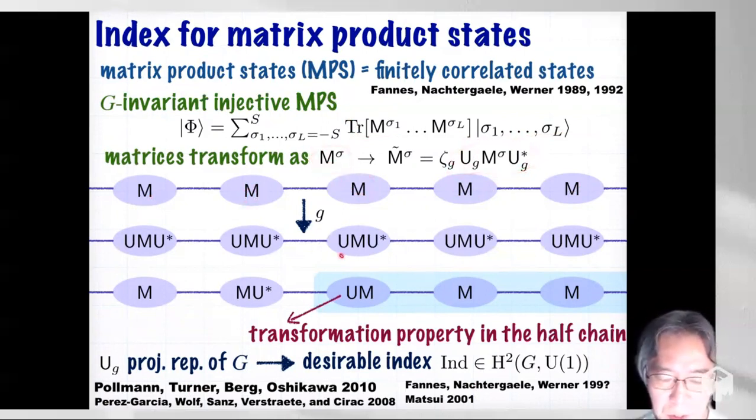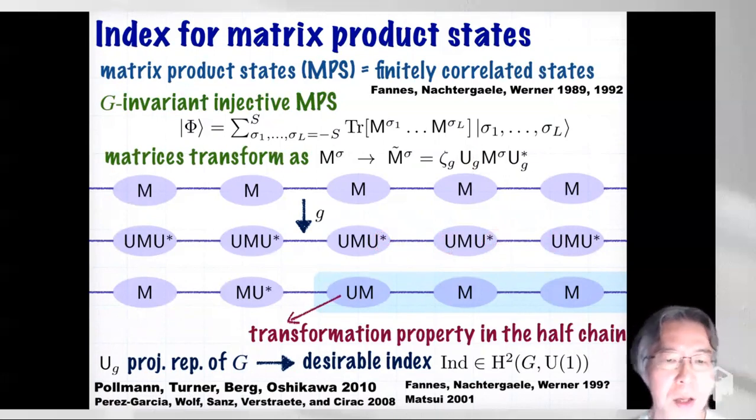So they become UMU star, and so on. But now I would say that this leaves the state invariant because here, this is just a product. So if you multiply this and this, you see that U star and U cancel, U star and U cancel. So actually this is the same as MMMM. So this represents the invariance of the state.